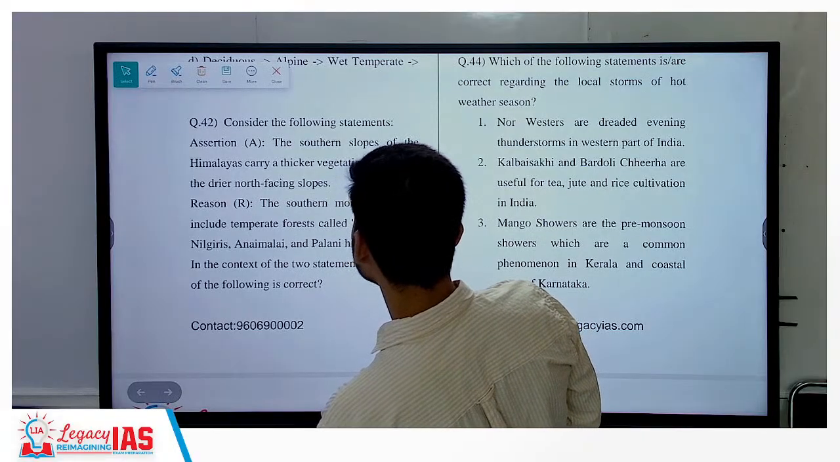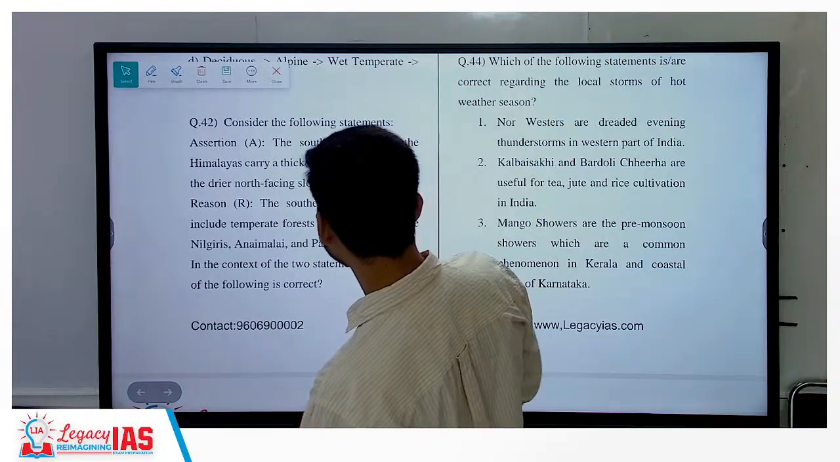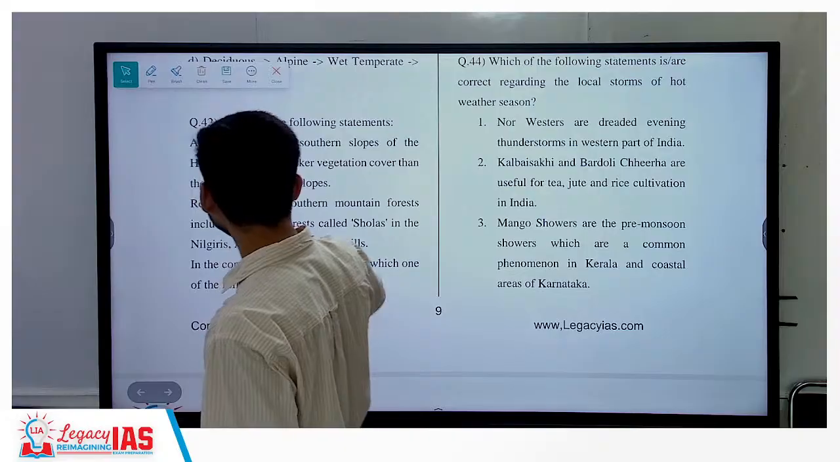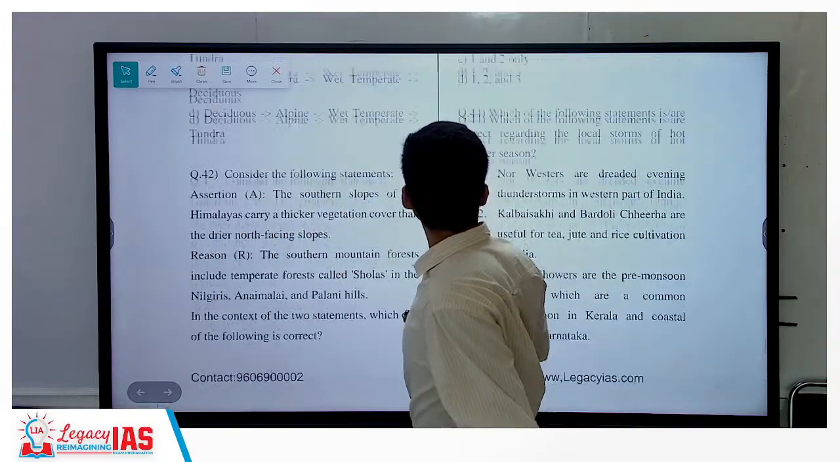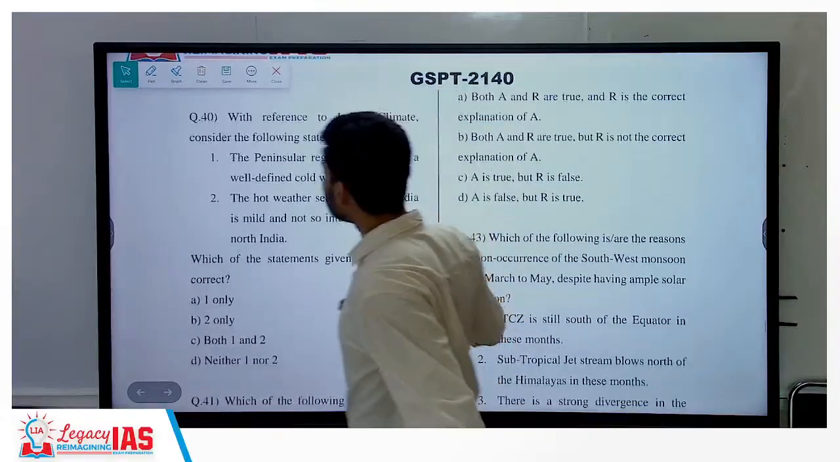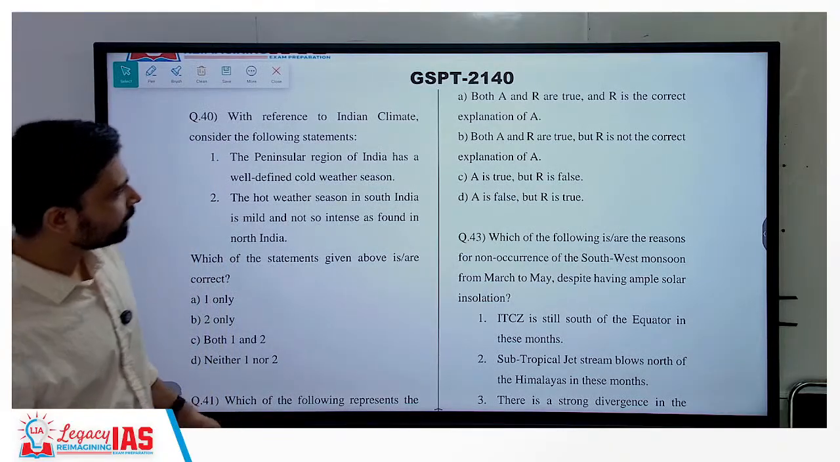Southern mountain forest include temperate forest called sholas in the Nilgiris, Anaimalai and Palani hills. True or false? True. Sholas are name referred them. But again, is R explaining A? No. So what is the correct option? B. Okay. The R is not a correct explanation, but both statements, however, are correct individually. So B is the right option for 42nd.